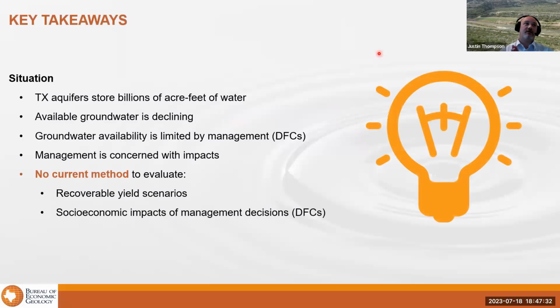So the situation: our Texas aquifers store billions of acre feet of water, but available groundwater is declining. Available groundwater is a function of our management plans, our desired future conditions. Our groundwater management is, of course, concerned with impacts. However, there is no current method, at least until now, to evaluate potentially recoverable yield scenarios, nor is there a method to evaluate the socioeconomic impacts of enacted management plans, those desired future conditions.